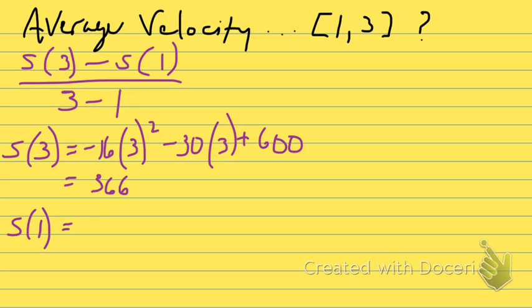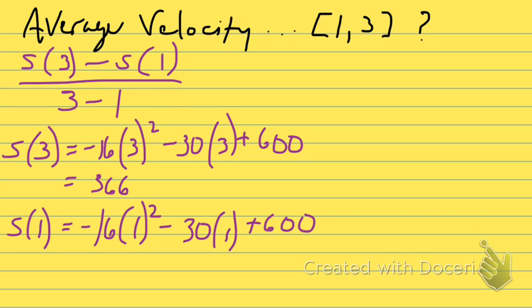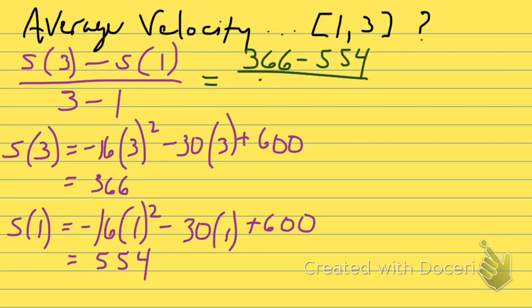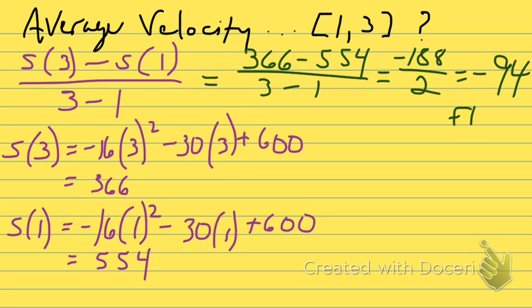S of 1, plug it in again. Negative 16 times 1 squared minus 30 times 1 plus 600. If we work that out correctly, we get a position of 554 feet. This we can plug in. So we've got 366, take away 554, divided by 3, take away 1. That's negative 188 divided by 2, which is negative 94 feet per second for our average velocity.